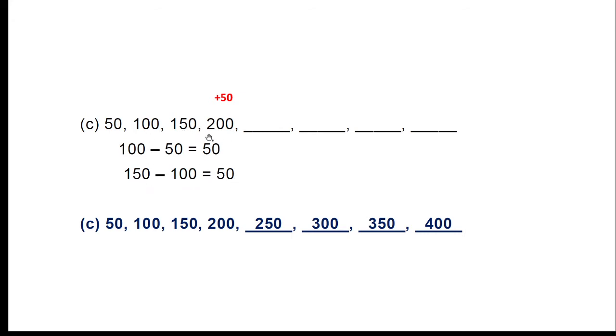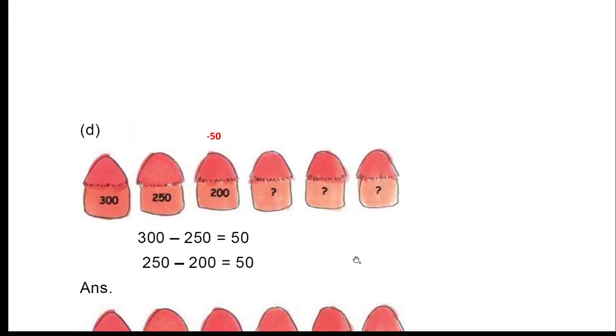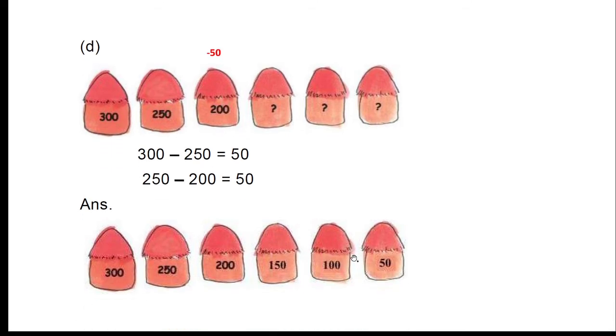It means we have to add 50. Okay, so 200 plus 50 will be 250. Again add 50 to 250, you will get 300. In the same way you have to continue the pattern. Now moving to the next question.